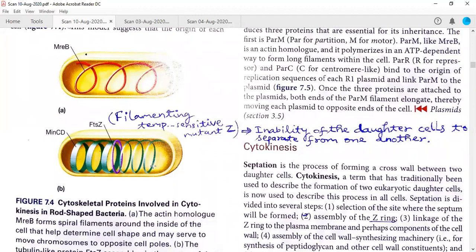Suppose you are able to understand this, because this is very clear from this particular diagram. This MinCD is a kind of protein very similar in structure to the MreB protein, but it has a different function.